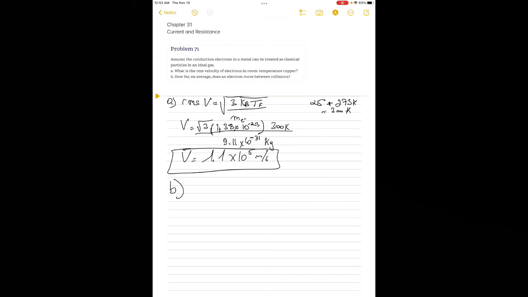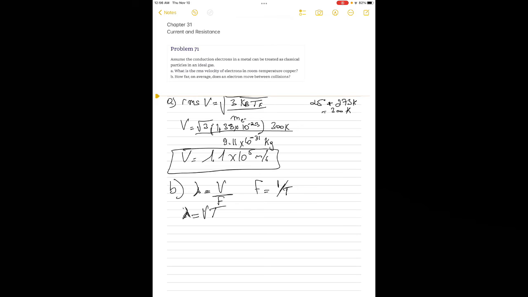Okay, we go to part B, and it says how far on average does an electron move between collisions. For this one I use the lambda, the wavelength formula, which equals the velocity divided by frequency. We know that frequency is 1 over time, so lambda will equal speed times time.